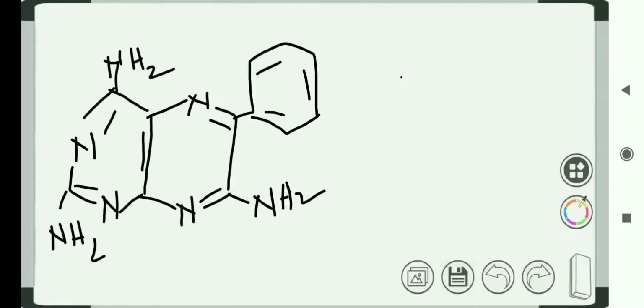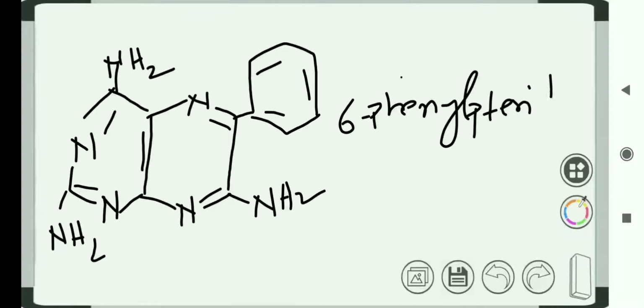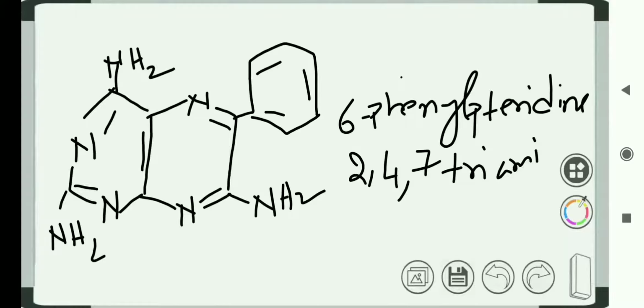So this entire thing becomes 6 phenyl pteridine. The positions of the amines are 2, 4, 7 triamine. So the entire IUPAC name will become 6 phenyl pteridine 2,4,7 triamine.